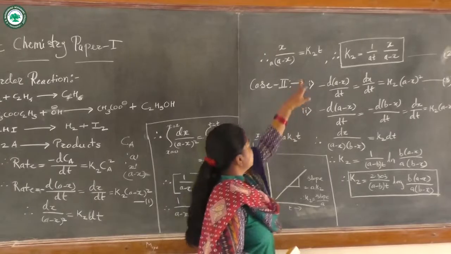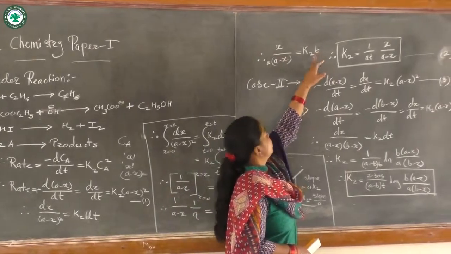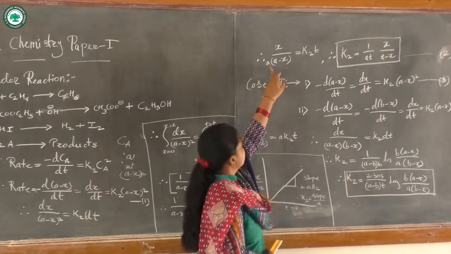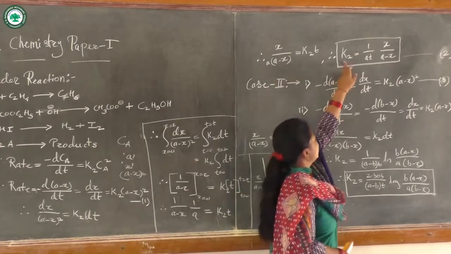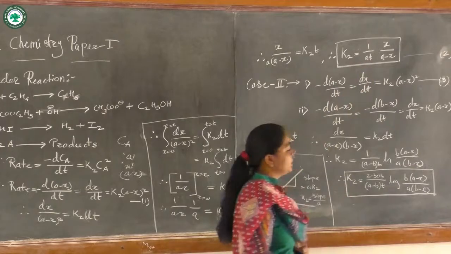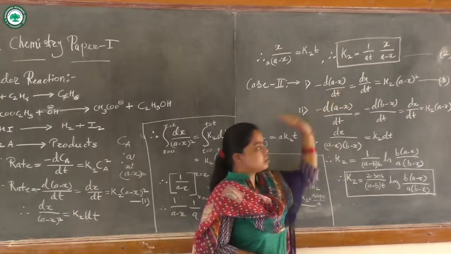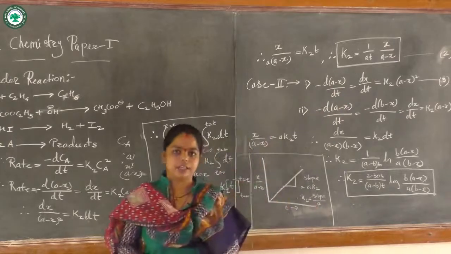So we can write this K2 t. It is shifted to the left hand side, so it comes on the denominator. Therefore it becomes K2 equals 1 upon At into x upon A minus X. So it is equation second.